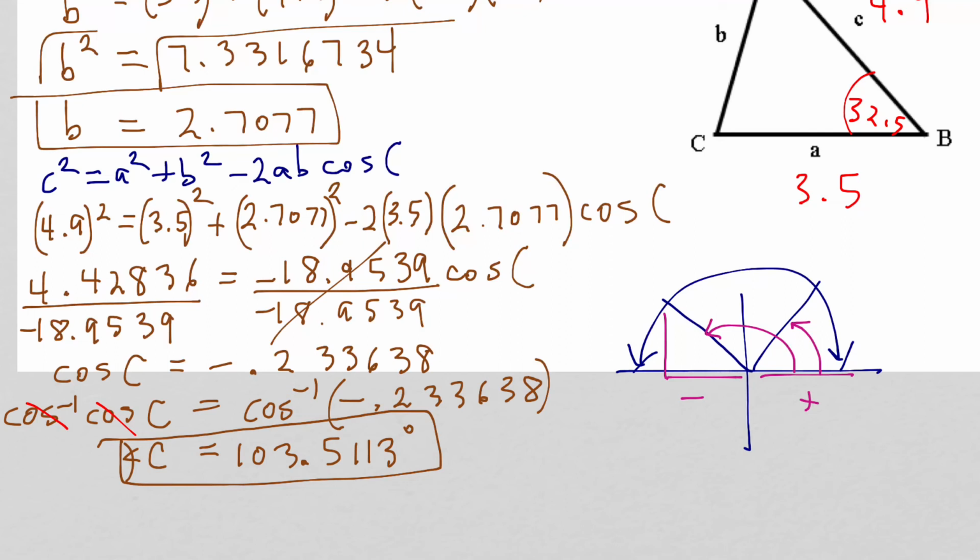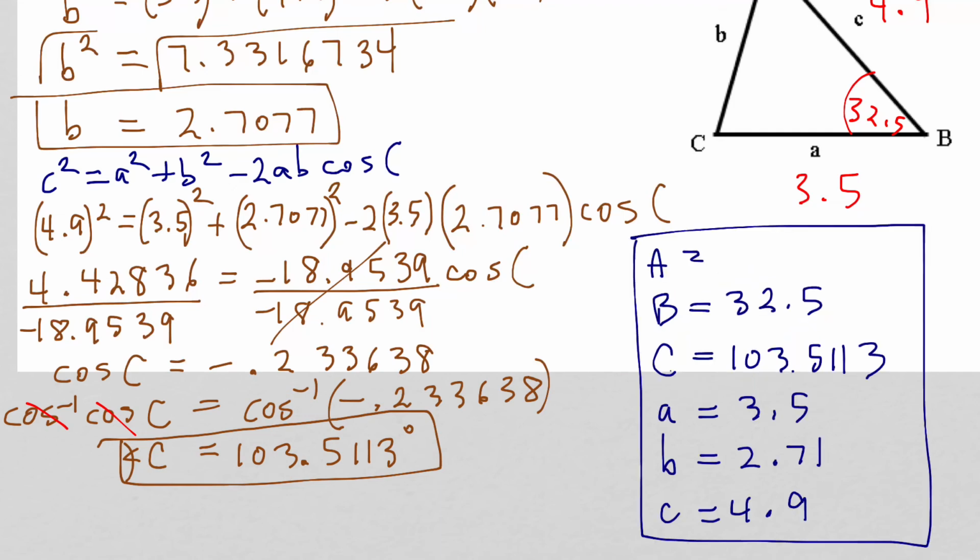All right, so let's put our list back up here so we can see what else we need. All right, so the last thing we need is the angle A. So we can just say angle A is equal to 180 minus 32.5 minus 103.5113, and you should get 43.99 degrees.